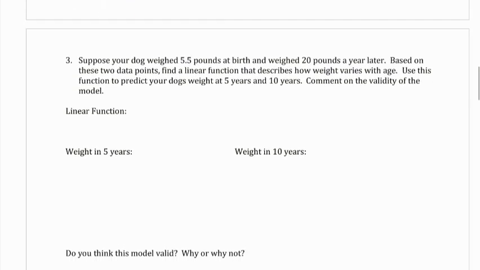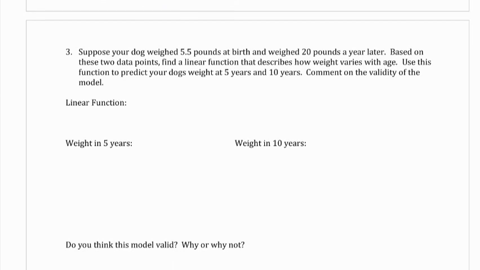Okay, on the back, same idea here. This time we've got your dog weighed 5.5 pounds at birth, and it weighed 20 pounds a year later, right? Based on these two data points. So there's my big hint that I'm going to make these into points, right? We want to find a linear function that describes how weight varies with age. Use this function to predict the weight at 5 years and 10 years, and then comment on the validity of the model.